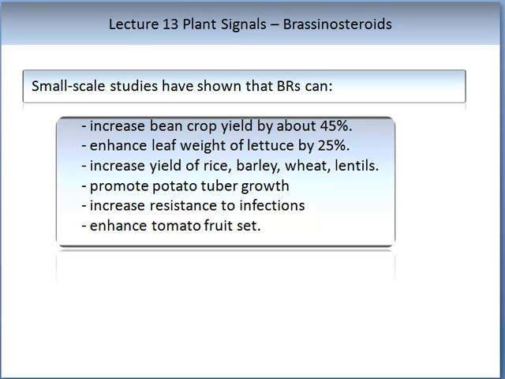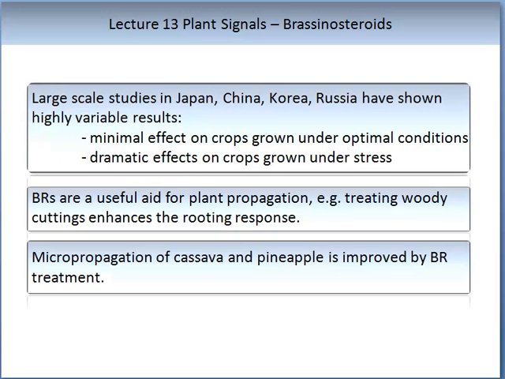Small-scale studies have shown that brassinosteroids can increase bean crop yield by 45%, enhance leaf weight of lettuce by 25%, increase yield of rice, barley, wheat and lentils, promote potato tuber growth, increase resistance to infections, and enhance tomato fruit set. Large-scale studies in Japan, China, Korea and Russia have shown variable results: minimal effect on crops grown under optimal conditions, or dramatic effects on crops grown under stress conditions.